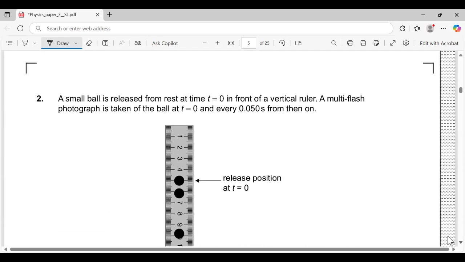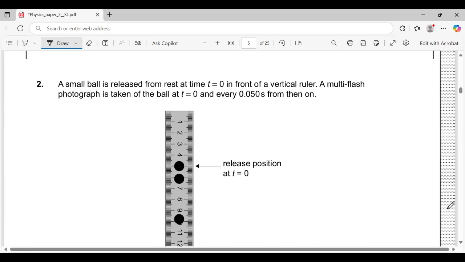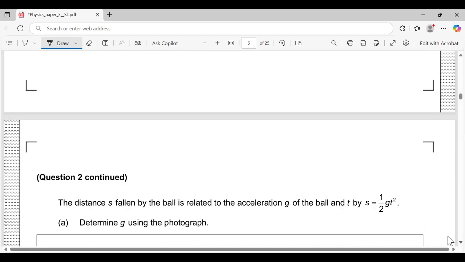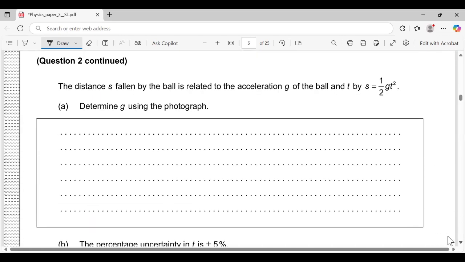Next question. Number 2, a small ball is released from rest at time t equals 0 in front of a vertical ruler. A multi-flash photograph is taken of the ball at t equals 0 and every 0.05 seconds from then on. Okay, let's release position, the first position when t equals 0. The distance fallen by the ball is related to the acceleration g of the ball and t by s equals 1/2 g t squared. Determine g using the photograph.